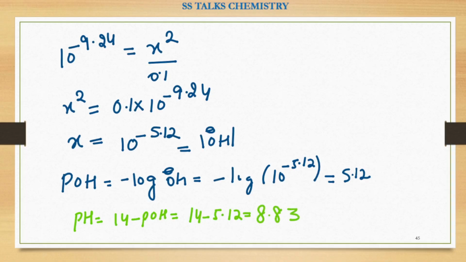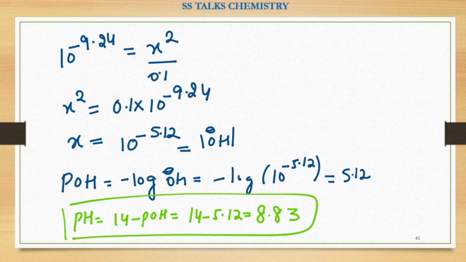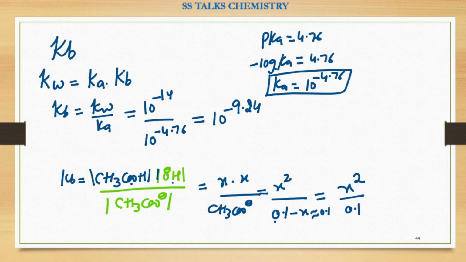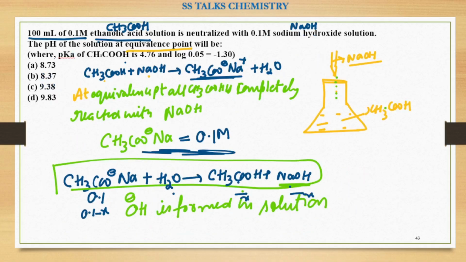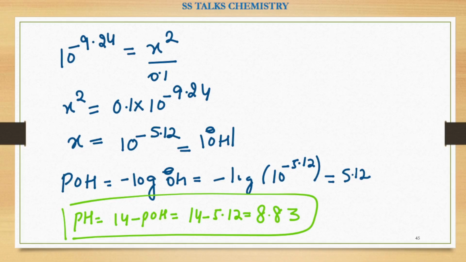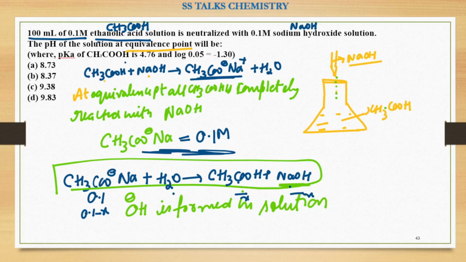So this is how this question was to be solved, because the equivalence point term is introduced, and what processes take place after that all has to be taken into consideration. So the correct answer, we got 8.83, so 8.8 approximately, which is close to option A, that is 8.73 given. So this is the answer we will have.